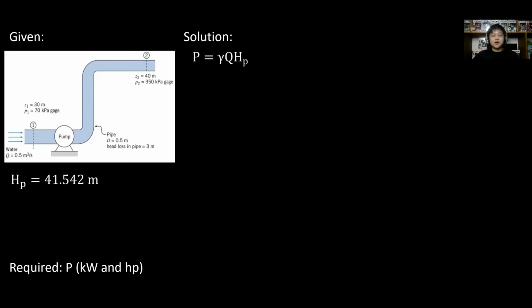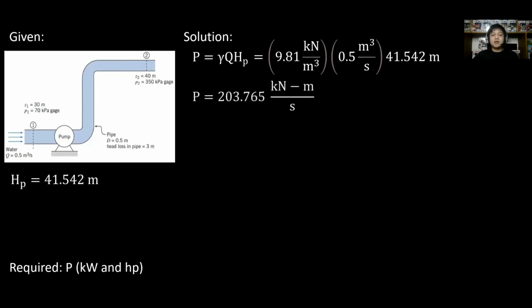For the power needed by the pump, it is equal to the unit weight times the discharge times the energy head of the pump. Substitute gamma as 9.81 kilonewtons per cubic meter, the discharge Q as 0.5 cubic meter per second, and H sub P as 41.542 meters. Thus, the power needed is 203.765 kilonewton meters per second.